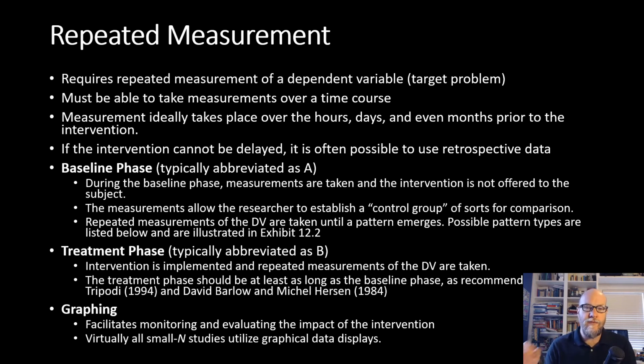So the measurement at the baseline phase, the pretest, if you will, of the dependent variable, the target problem, whatever you want to call it, establishes a kind of within-the-subject control group, where this is our comparison point that we're going to move forward from. And then repeated measurements of the dependent variable are taken until you can visualize a pattern. And we're going to talk about some examples of what patterns might look like coming up in just a minute.